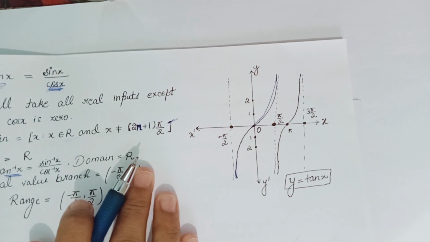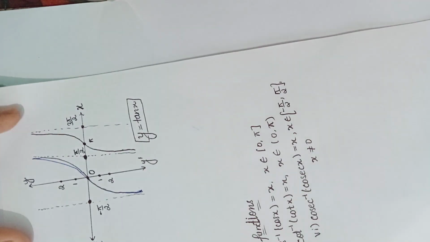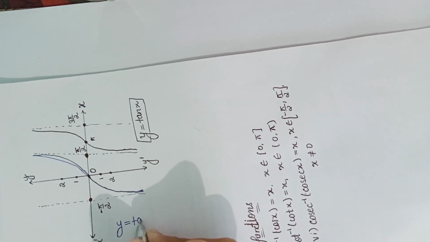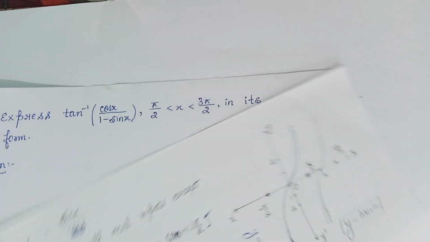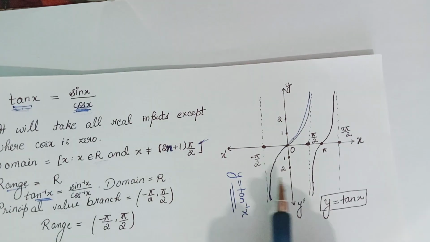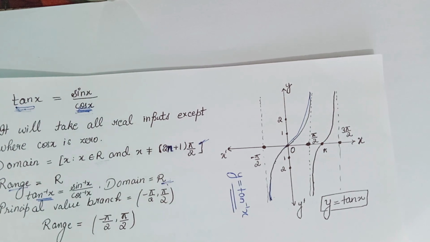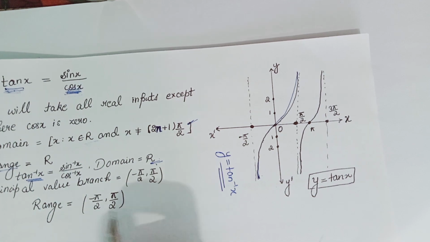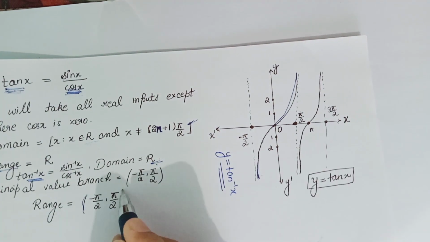Now when we talk about the inverse trigonometric function tan inverse x, its domain will become R. If we turn this paper, this will become the graph of tan inverse x. Its domain will become all real numbers, and its range will become minus pi by 2 to pi by 2, because tan x is not defined at pi by 2 and minus pi by 2, so we are taking an open interval here.